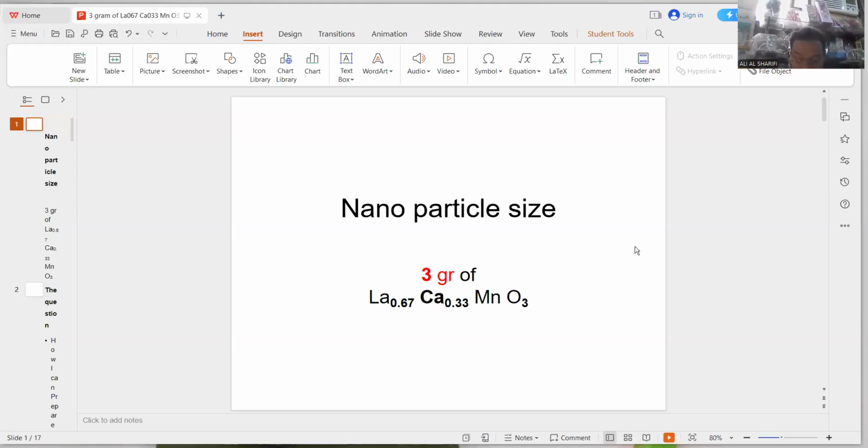Bismillahirrahmanirrahim. Good evening. Today in this video, I will try to illustrate how I prepare the necessary parameters to produce and finish this doped perovskite oxide, lanthanum 0.67, calcium 0.33, manganese oxygen, or 3 atoms of oxygen, to be the perovskite oxide.